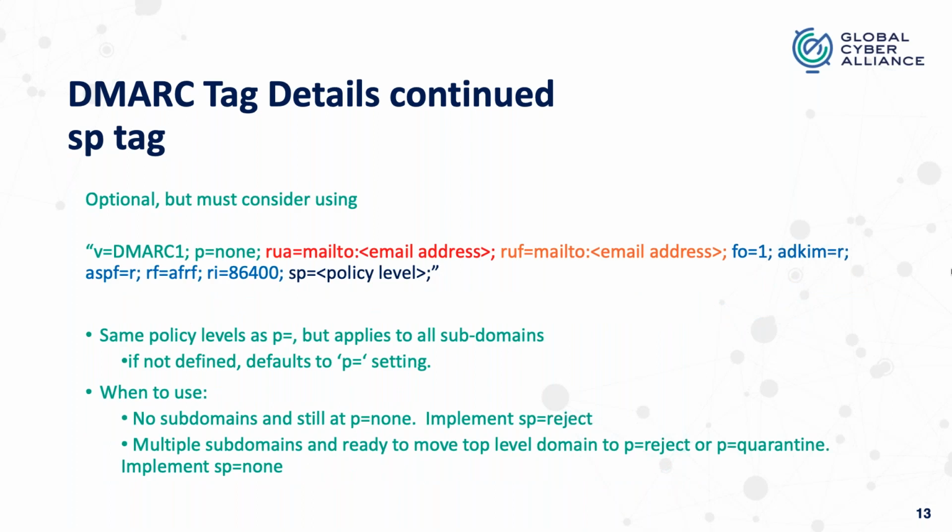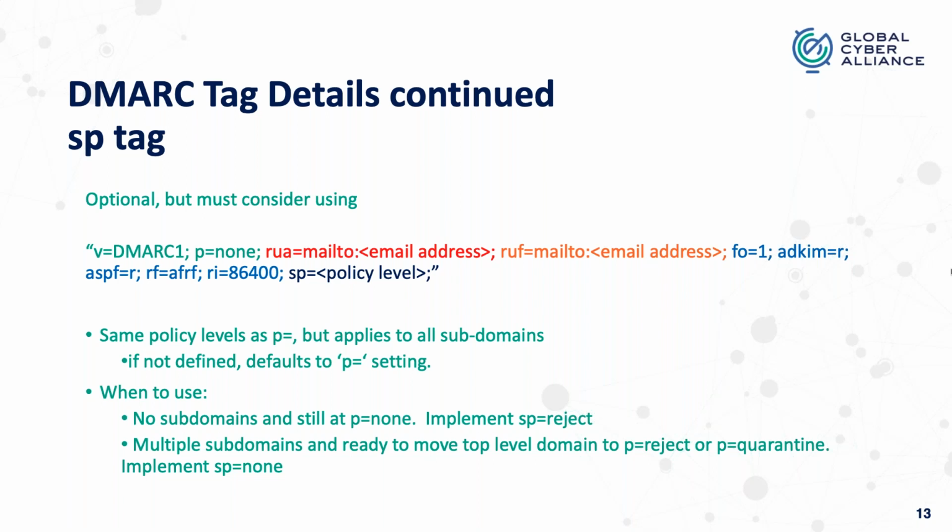Then the last tag, which is also optional, but strongly recommended that you take into consideration, is the SP tag, your subdomain policy tag. Remember what I said about the P tag: when you implement it, it applies to your top level domain as well as all your subdomains. But the creators of DMARC thought, wait a minute, what if they have subdomains that send email? That's going to cause a problem. So these are factors you take into account.